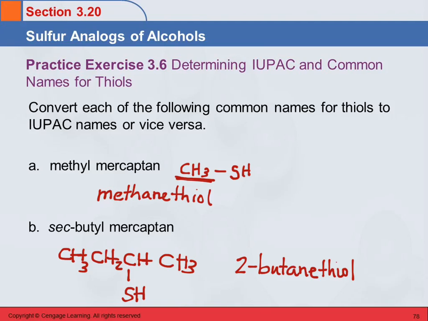Being aware of patterns can save you a lot of memorizing in organic chemistry. So you'll learn the alcohols, which we'll run into a lot more, and then you remember, oh, the thiols are just a little tweak of the alcohols. They've got an S instead of an O. Instead of ol at the end, we do thiol. For the common name, instead of alcohol, it's called a mercaptan.